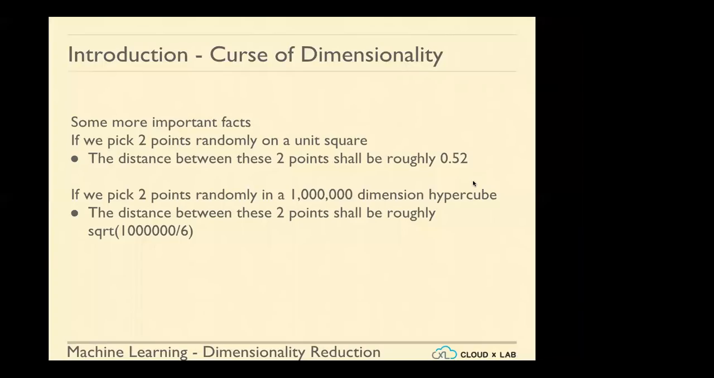If you pick 2 points randomly in a million-dimension hypercube, the distance is going to be roughly this much, which is really huge. Is there a better way to compute this? I'm just thinking, how can I compute it if you pick 2 points randomly? Okay, so the chance of, all right, let me just get back to this one. Can I do it mathematically or empirically? We can do that.